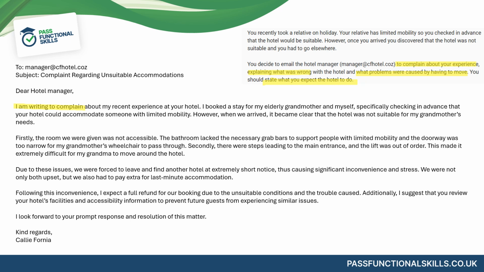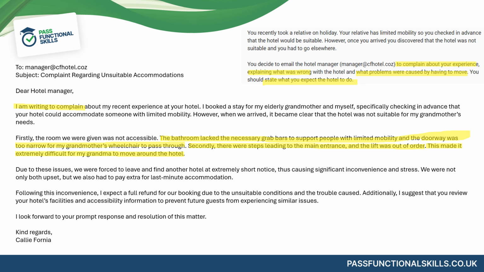So we haven't just got one problem with the hotel with not much detail. We've got a couple. So the bathroom lacked the necessary grab bars to support people with limited mobility, and the doorway was too narrow for my grandmother's wheelchair to pass through. Secondly, there were steps leading to the main entrance and the lift was out of order. This made it extremely difficult for my grandma to move around the hotel. So here they've explained what was wrong with the hotel and also why it was wrong. So in relation to the lack of mobility, what problems it caused and why it wasn't suitable. So we've got a good level of detail throughout.